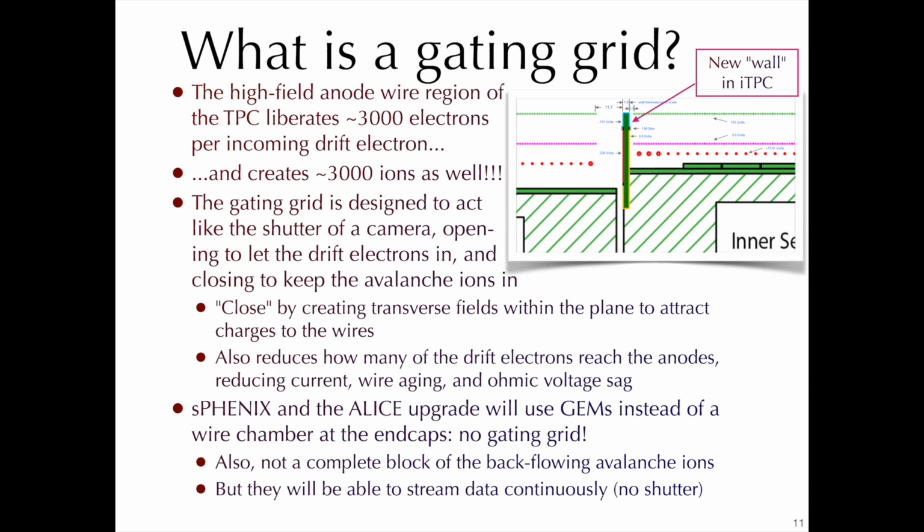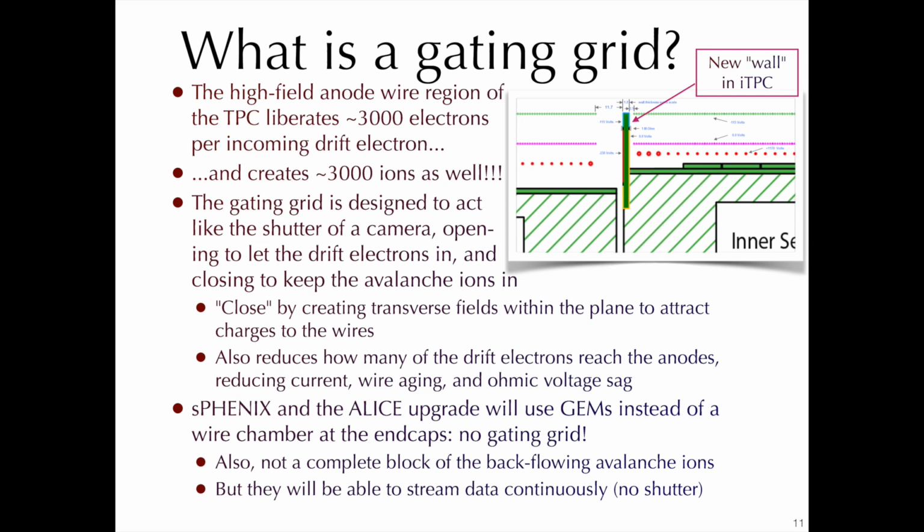All right. So hopefully I've given a flavor of what the gating grid is there for. I want to make special note, in this time and age, of a couple of other experiments that use TPCs. The ALICE TPC has had a wire grid at the end, like STAR has had, with a gating grid, but they've been going through an upgrade that will replace this wire region with GEMs. And the sPHENIX TPC that's currently moving forward also, instead of having wires, will have GEMs.